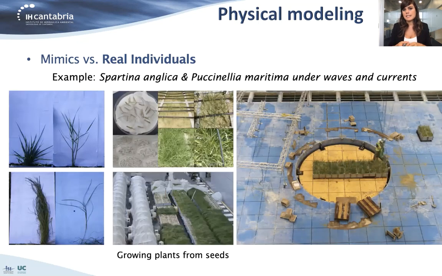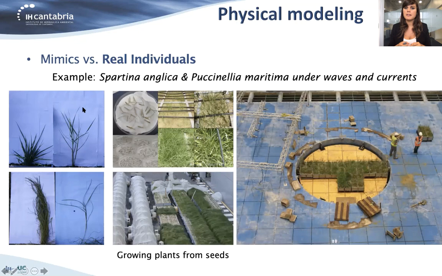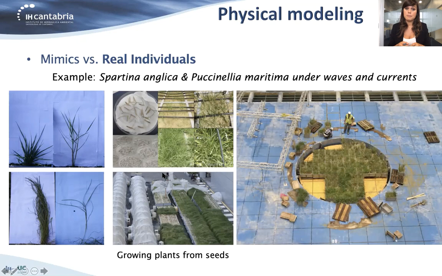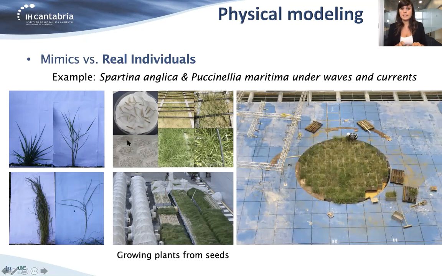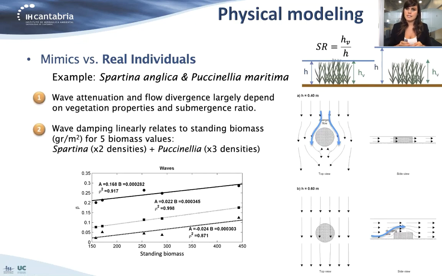So here is an example of experiments run with two species of salt marshes, Spartina and Puccinellia, that were subjected to waves and currents. Both species were grown from seeds. The main aspects obtained from these tests were, first, that both wave attenuation and flow divergence largely depend on the vegetation properties and the submergence ratio. The submergence ratio is defined as the ratio between the vegetation height and the water depth.